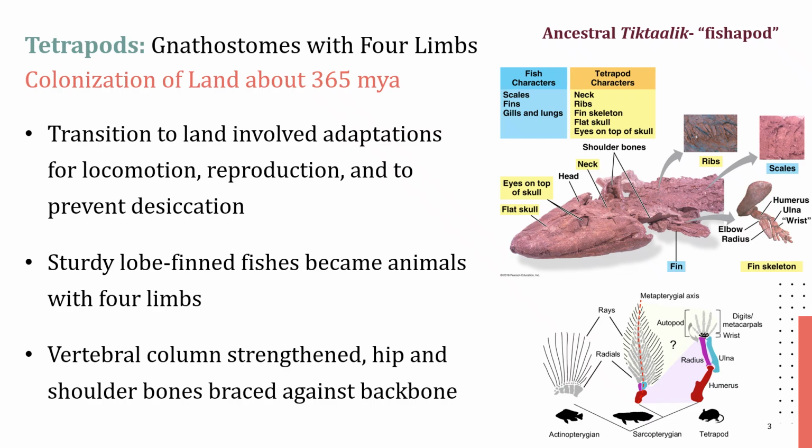So tetrapods are gnathostomes, or jawed vertebrates, that have 4 limbs. They colonized land about 365 million years ago. And if you recall, when we talked about plants and also when we talked about arthropods, there are a few things that organisms living on land have to overcome. One are adaptations for movement.